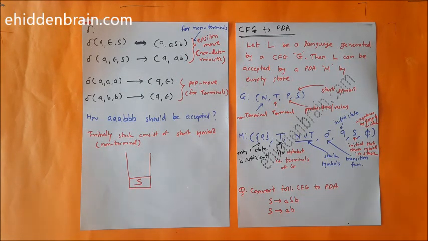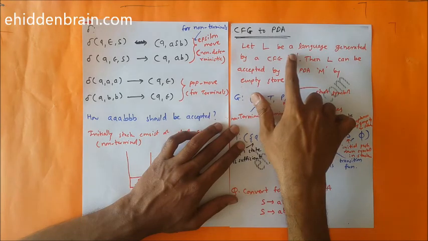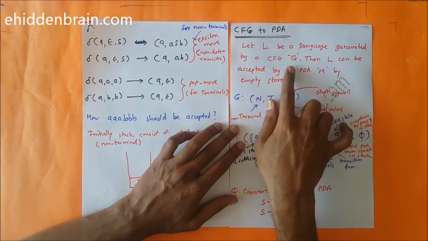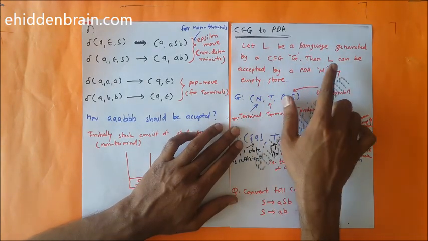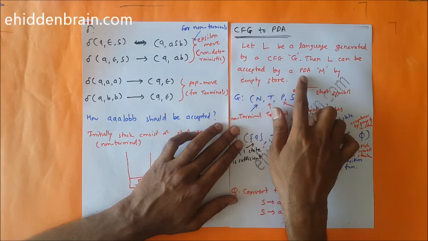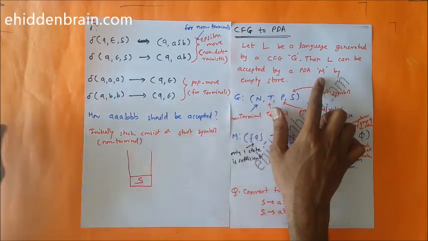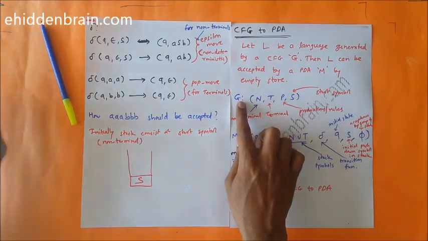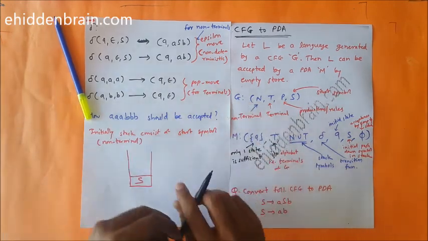Today we'll see how to convert CFG to PDA. So given a CFG, this is a language L generated by CFG G, right? And then this L can be represented by PDA M. It means we can convert G to M, right? So this is G. What is G?